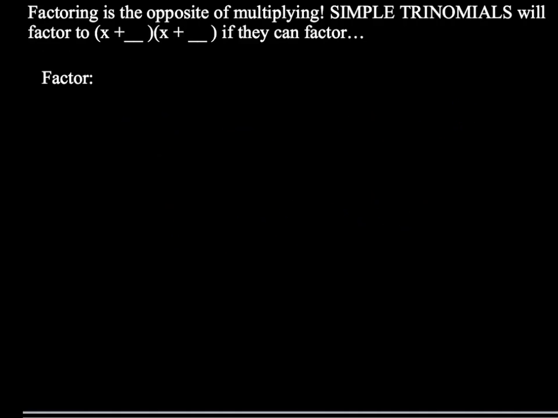Okay, that gives me a simple trinomial, which is what we will now see right away. So when you factor, that is actually the opposite of multiplying. So simple trinomials will always factor to x plus a number times x plus another number. Well, that is if they can factor. Let's take a look at an example of one right now. We're going to factor x squared plus 2x minus 8.